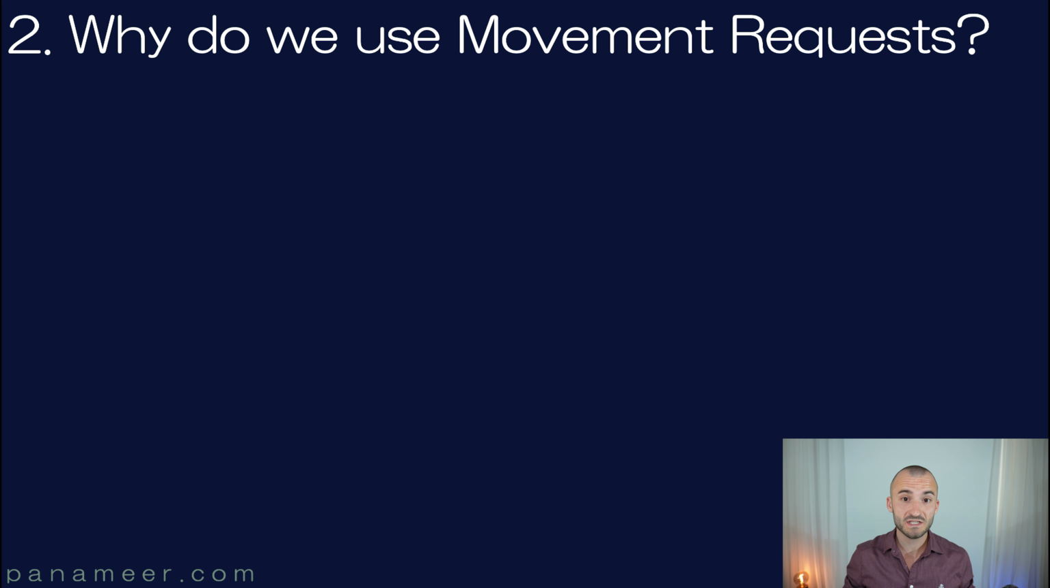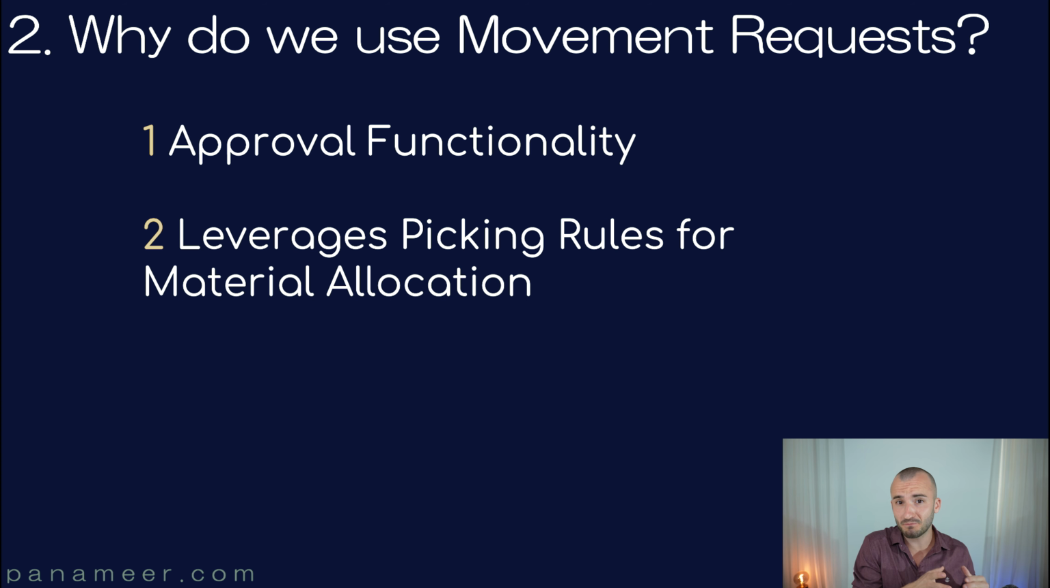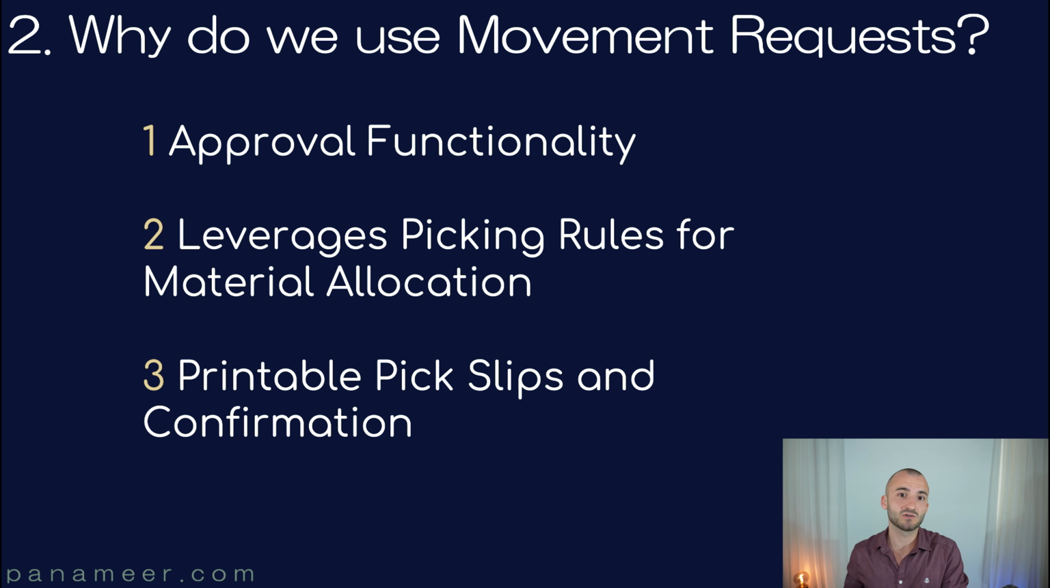You may be asking right now, why do I even need movement requests when I have sub-inventory transfers? That's a good question, and we have 3 reasons for movement requests. Reason number 1, you can involve approval functionality, whereas in sub-inventory transfers we cannot have approvals. Second, movement requests leverage picking rules to automatically allocate material. And reason number 3, you will get printable pick slips for your inventory workers to exactly know where to go and what to pick. As movement requests are so cool, Oracle offers them for a bunch of different sources.